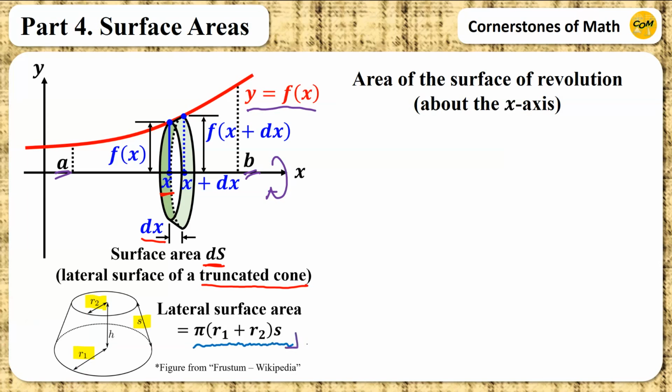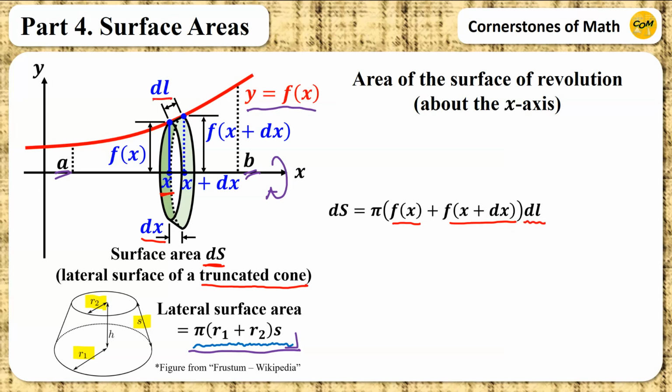Now don't ask me to derive this formula, I'm not gonna do it, it's just simple geometry, and I am only gonna use it. So applying this formula, dS is given as pi times the sum of two radii, f of x plus f of x plus dx, times dl, which is this slant height of our truncated cone.